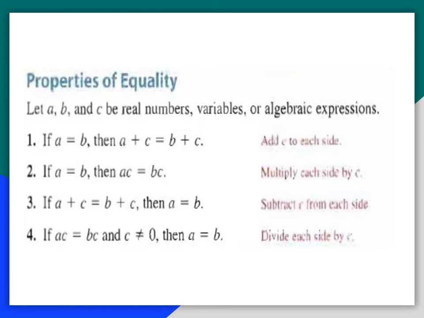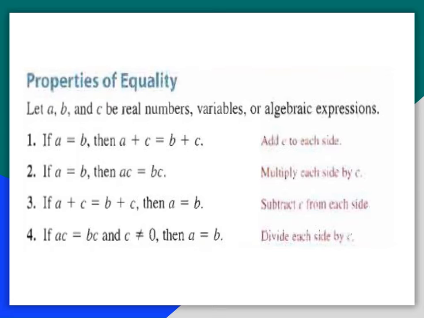Number 1, if A equals B, then A plus C equals B plus C. So this is saying that if we add the same thing to both sides of an equation, then the equation will still be true. Number 2, if A equals B, then AC equals BC. So where in number 1 we were adding the same thing to both sides, now we're multiplying the entire equation, both sides of it, by the same thing, and it's still going to be true.